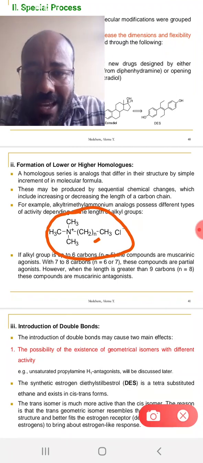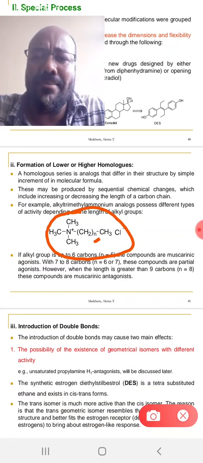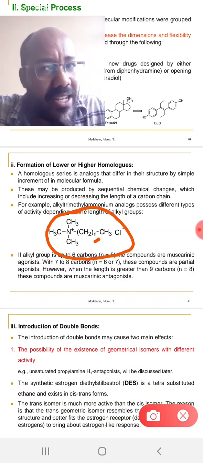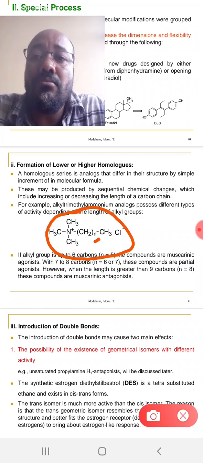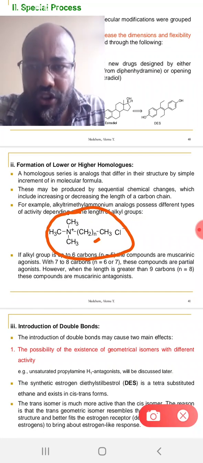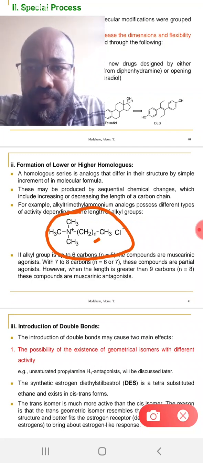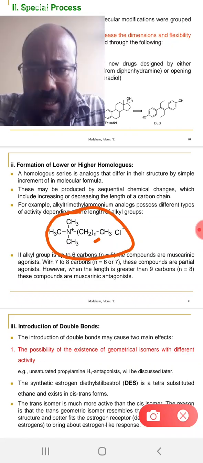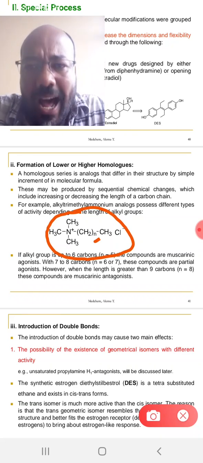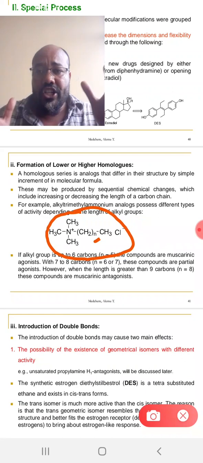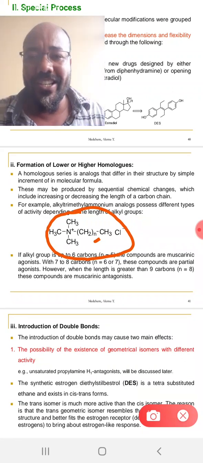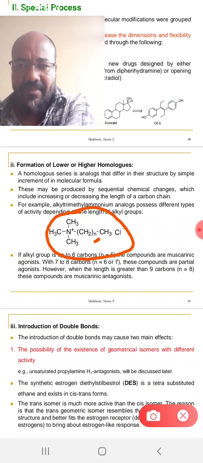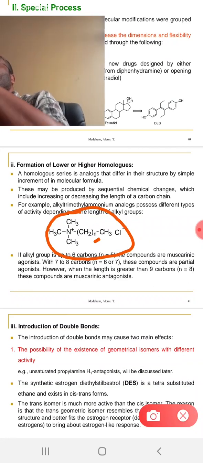But when N is 9 and above, the agonistic activity will be lost. The drug will act as a muscarinic antagonist. It will block the muscarinic receptor. It will not activate the receptor. Therefore, changing the homologous series, changing the chain, will change the pharmacological activity. This is one very important thing.